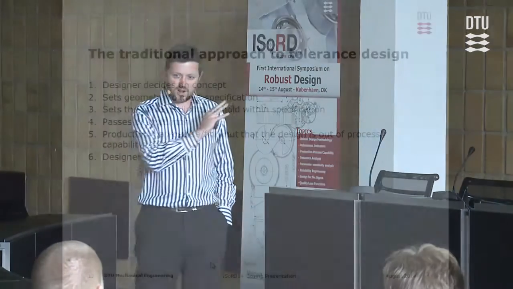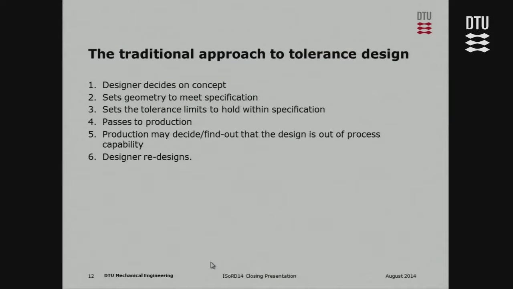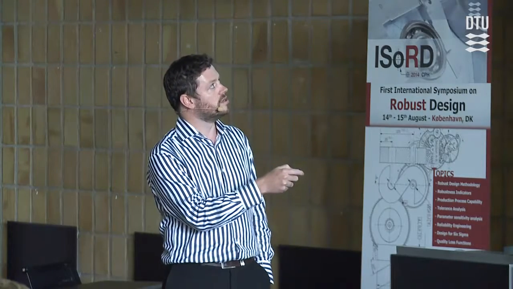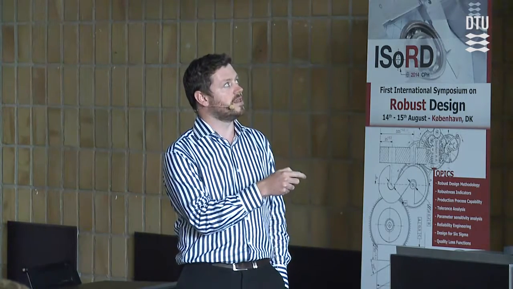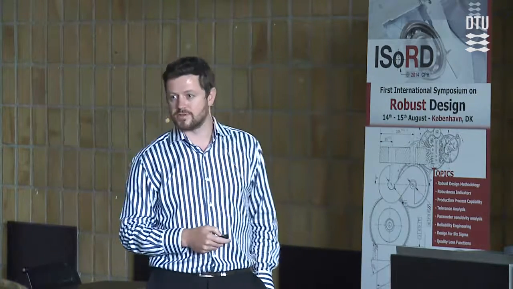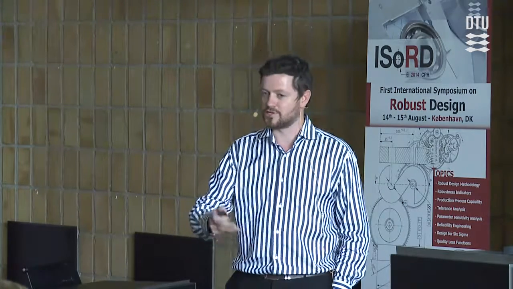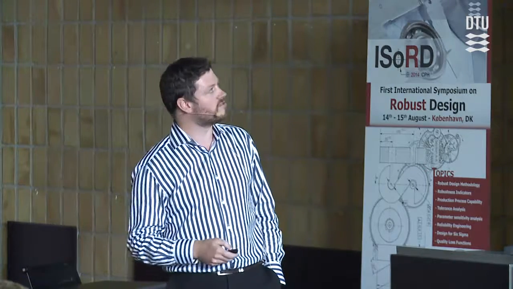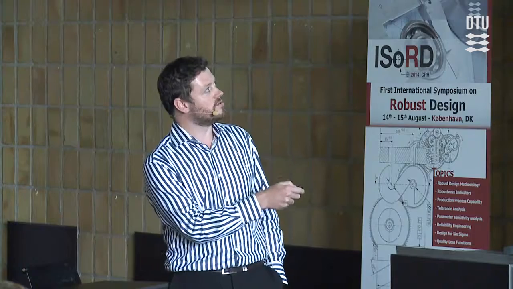Now, this is very simplistic, but we'd say that the normal way of setting a tolerance is a designer decides on a concept, they set the geometry to meet a specification, they set the tolerance limits to hold within the specification, then they pass this on to production, and then they see whether production is able to make it. Maybe production send it back to them, or they try it and realize it's out of their process capabilities, in which case the designer has to then redesign.